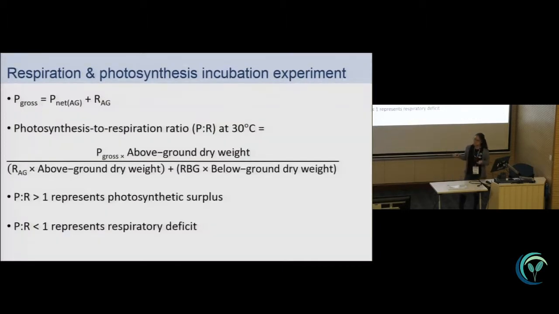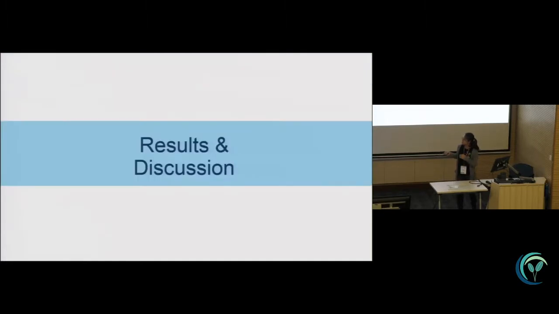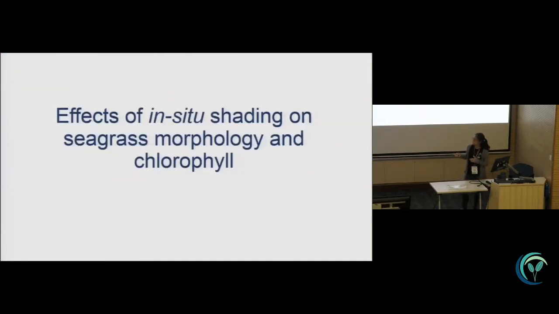In addition, we also calculated the photosynthesis to respiration ratio at the average in-situ temperature of 30 degrees Celsius. We use this formula here, and we feed in data from the 30 degrees Celsius incubation experiment. A P to R ratio greater than 1 represents a photosynthetic surplus, where the photosynthetic rate is greater than the respiration rate.